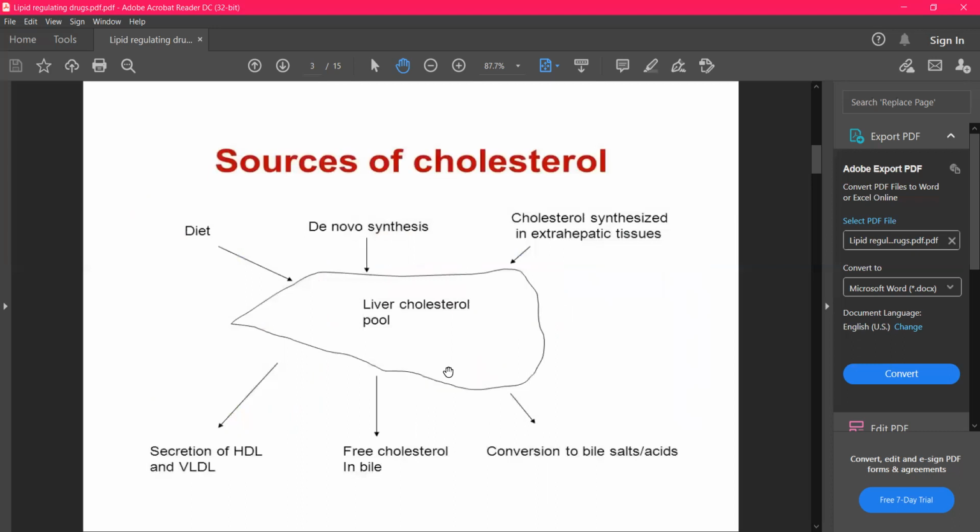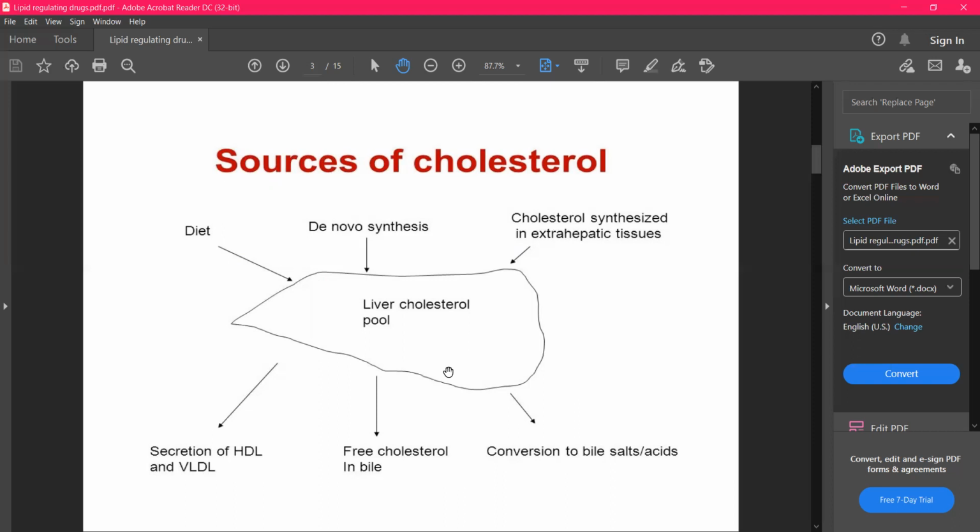A little bit about the cholesterol pool inside your liver. Now, how is this pool formed? It can either be through what you eat, so your dietary and biliary cholesterol, and de novo synthesis of cholesterol, that is cholesterol synthesis that happens within your hepatocytes, I think in your endoplasmic reticulum. And cholesterol from extrahepatic tissues, that is basically what HDL brings, or it can be due to LDL uptake as well.